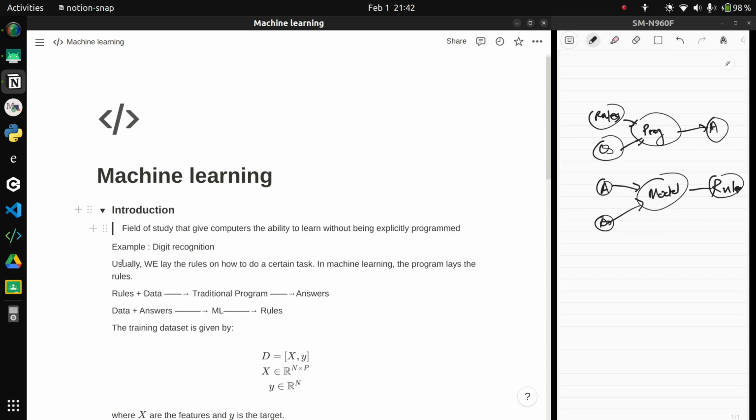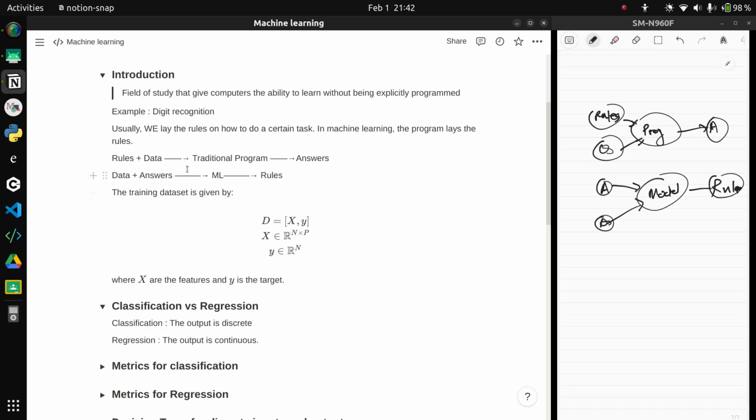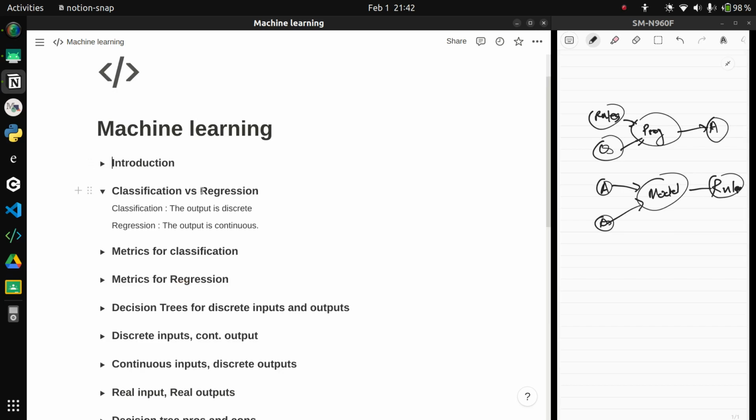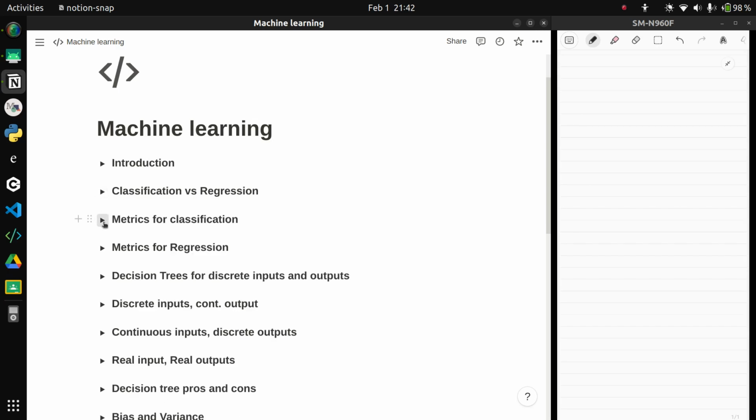Anyway, next thing, example: digit recognition. Obviously we know that's the classic example. The training data set is given by this. We understand all of that, and I get that whole notation thing. Let's just move on. Next, classification versus regression. Next thing, metrics for classification.